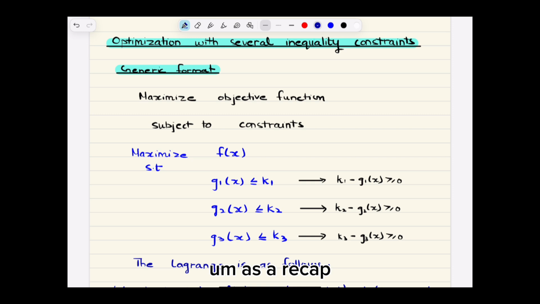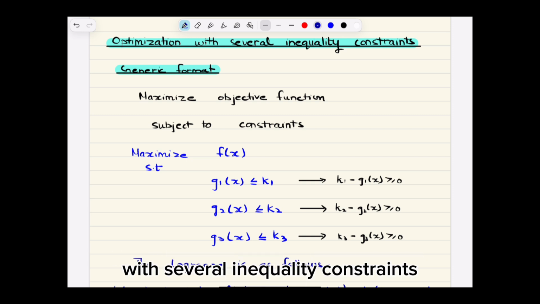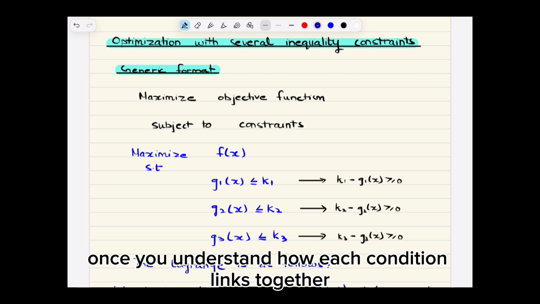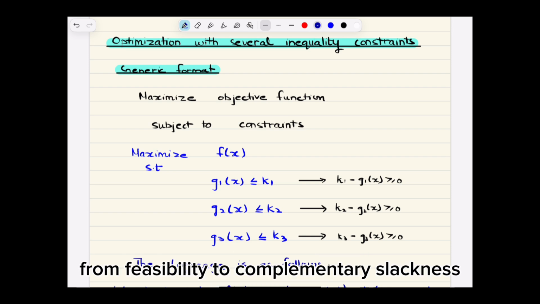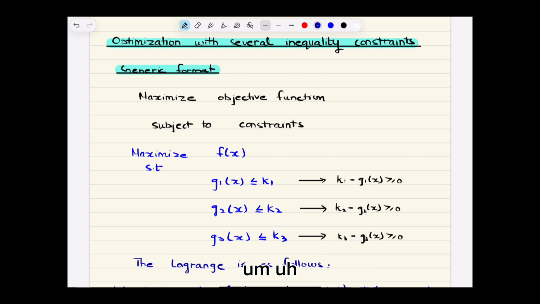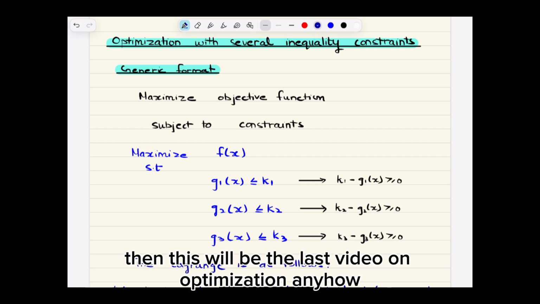As a recap, this is how we solve an optimization problem with several inequality constraints using the KT framework. Once you understand how each condition links together, from feasibility to complementary slackness, the structure of these problems becomes very intuitive. If you guys want, in the next video we can take on a few variations to strengthen your understanding even more. If not, then this will be the last video on optimization.